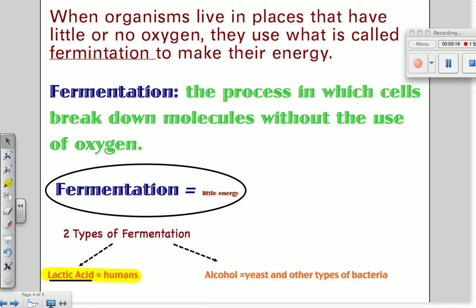Now the other type of fermentation is called alcohol fermentation. And this isn't just related to your wines or your beer, what you might think alcohol to be. It also occurs in a lot of yeast and other types of bacteria. They will use this fermentation process to produce their energy because there is little or no oxygen available. I think a lot of times deep sea organisms will go through the alcohol fermentation process in order to obtain their energy.